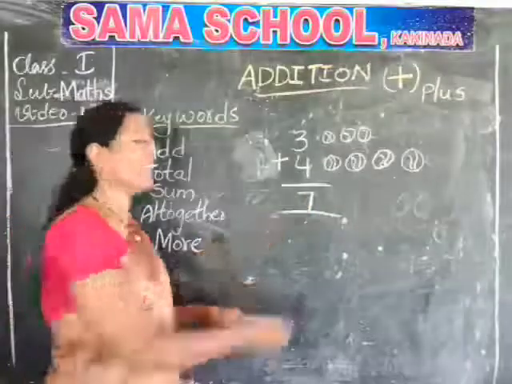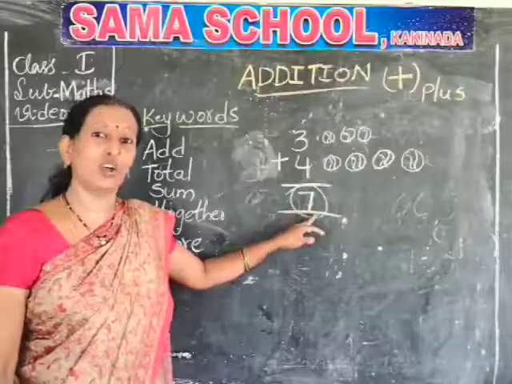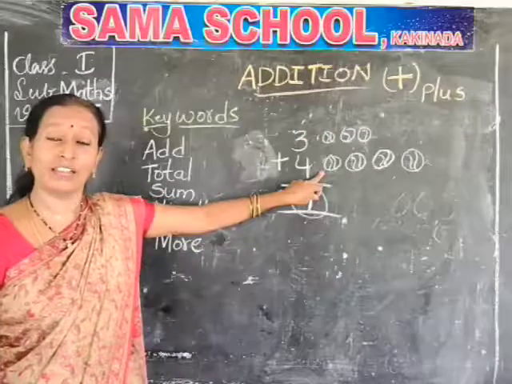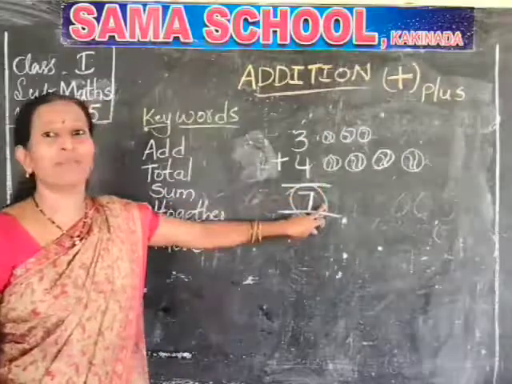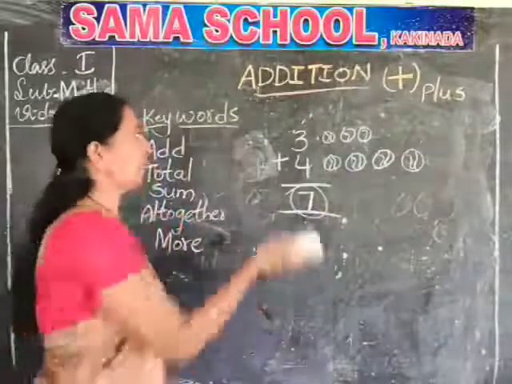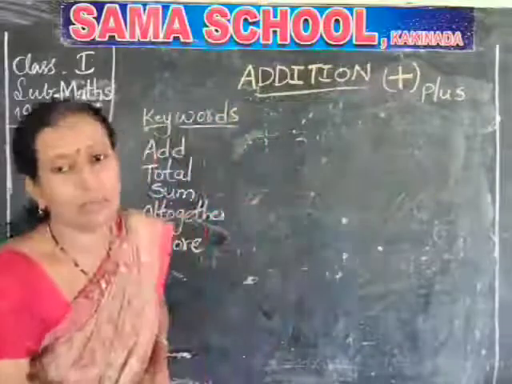So, you are getting the sum or total. It is called a total or sum. It means 3 plus 4 numbers you add to get the sum or total 7. This is the addition. Now you can use your fingers and do the sums. Okay na children?